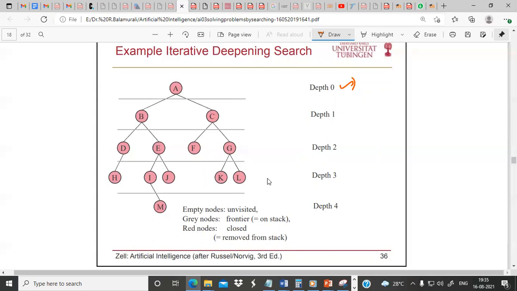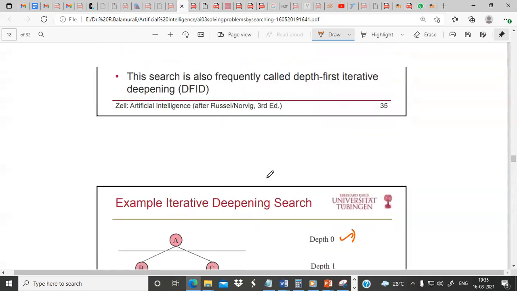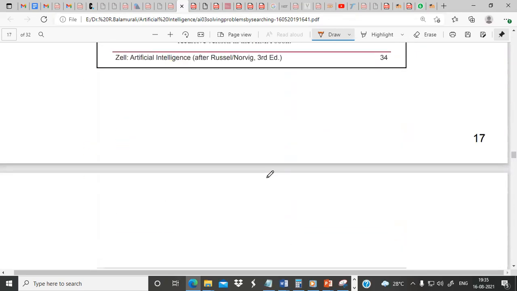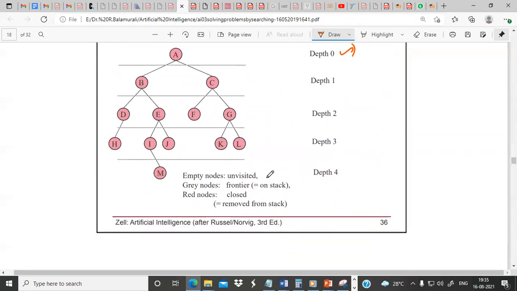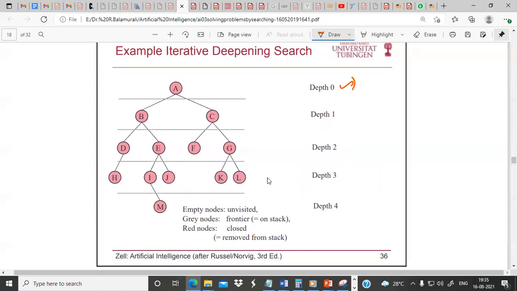So in the previous version, depth limited search, first itself we set the depth limit, like limit is equal to 10 or limit is equal to 15, like that. But in iterative deepening search, first we set the limit as 0. Limit 0 means only we are going to check the root node. If the goal state is not the root node, then you gradually increase the depth.